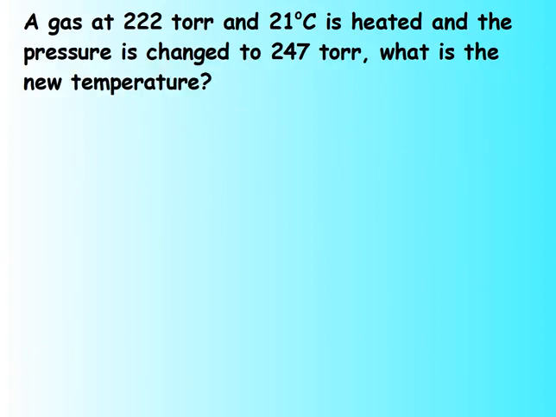All right, so for this one, they give me numbers, so they want me to calculate something. They say a gas at 222 torr, that's pressure 1, and 21 degrees Celsius, that's temperature 1. So add 273 and I get 294 Kelvin. It is heated and the pressure is changed to 247 torr. So that's pressure 2. What is the new temperature?